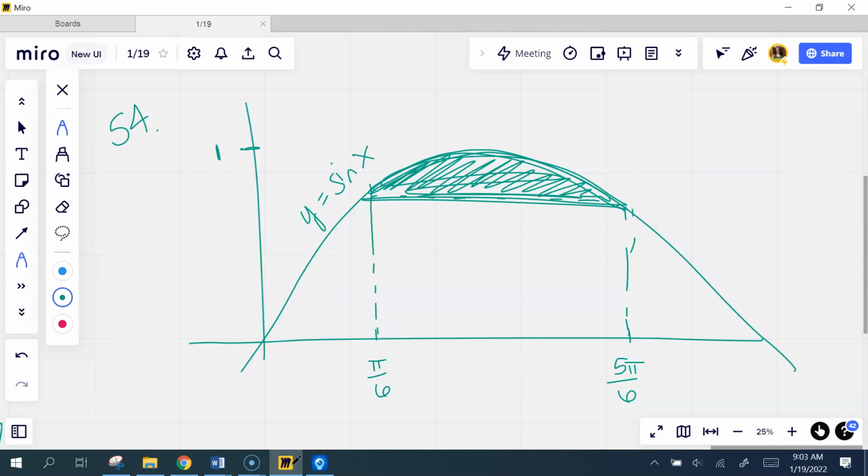Find the area of the shaded region. This would definitely be non-calculator. You find the whole region and then subtract. That's exactly what you would do. If I can do the integral from pi over 6 to 5 pi over 6. Now remember, this would be non-calculator because these are unit circle values, right?